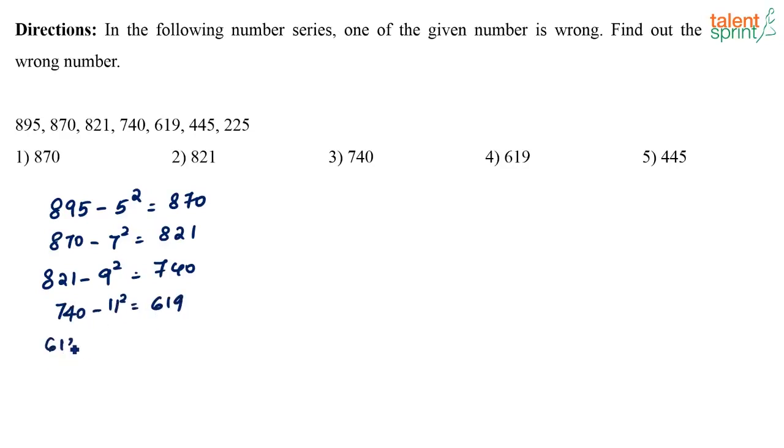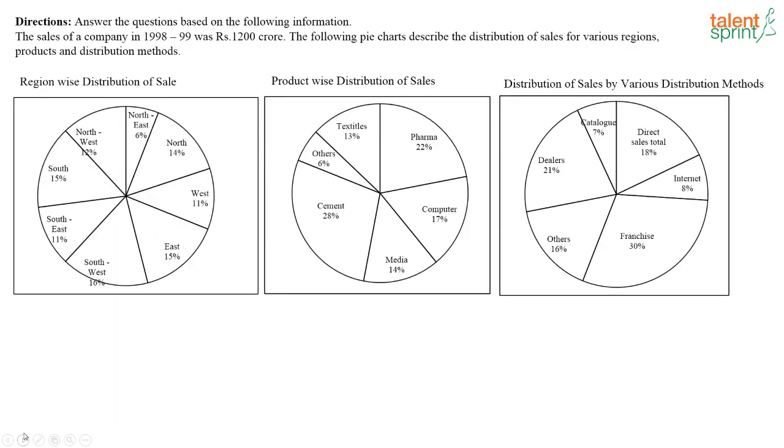So next will be 619 minus 13 squared. So what is 619 minus 13 squared? It is 450. So the wrong number here is 445. So the correct answer will be option 5. Yes, it has to be 450. It is given as 445.